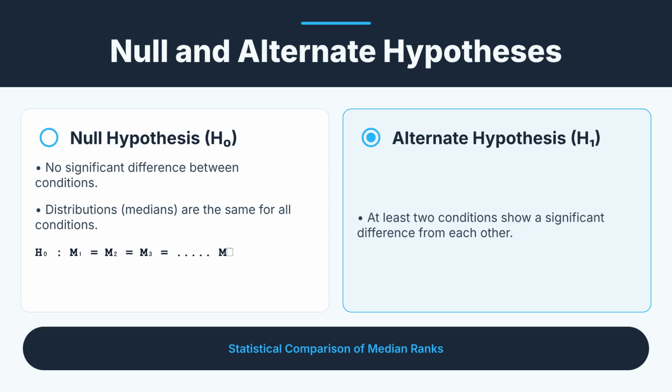Like all hypothesis tests, we start with a baseline assumption. Our null hypothesis assumes that all treatments have the exact same effect. Our alternate hypothesis states that at least 2 treatments are genuinely different.